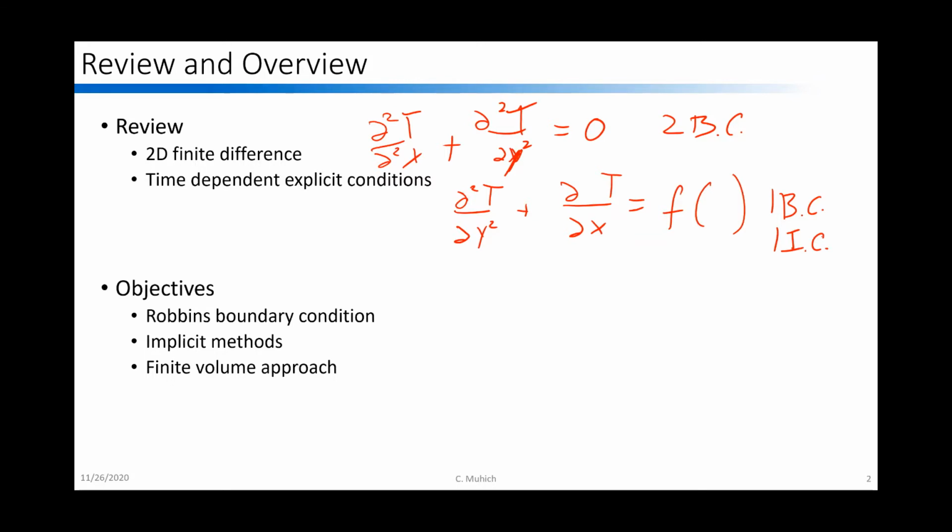Today, we're going to talk about Robin boundary conditions, then we'll talk about implicit methods, and then finally we'll talk about a finite volume approach to solving partial differential equations.